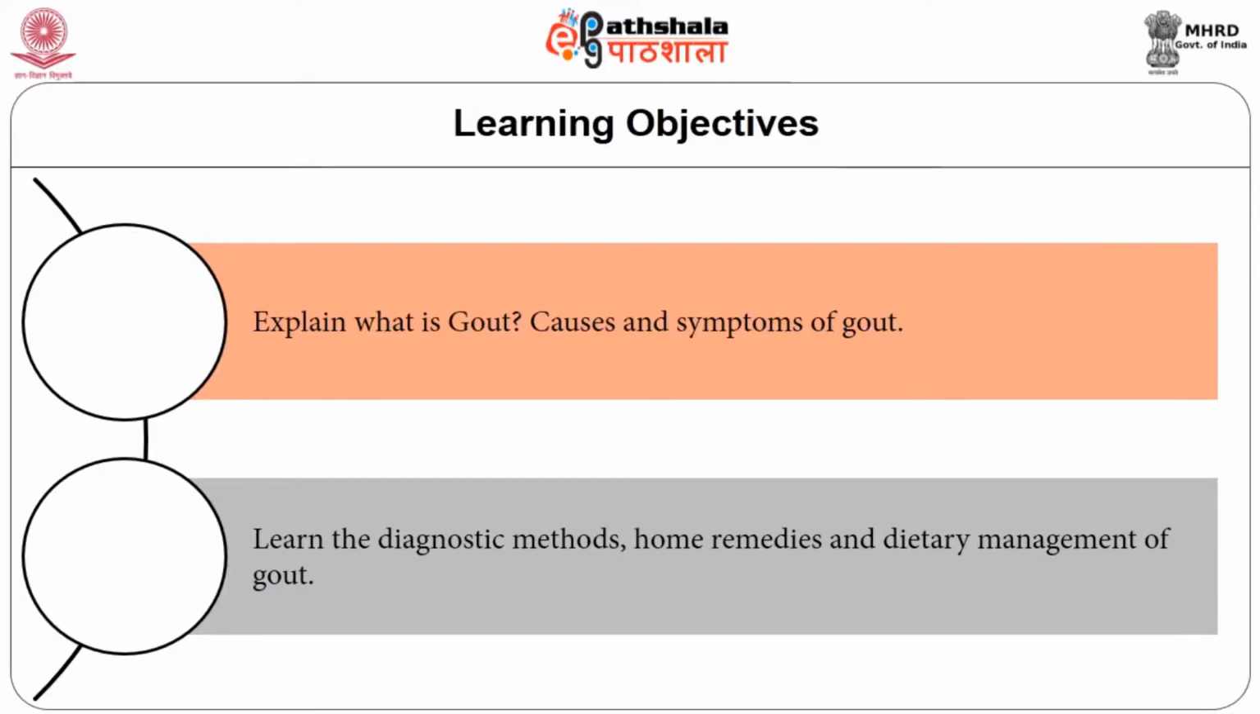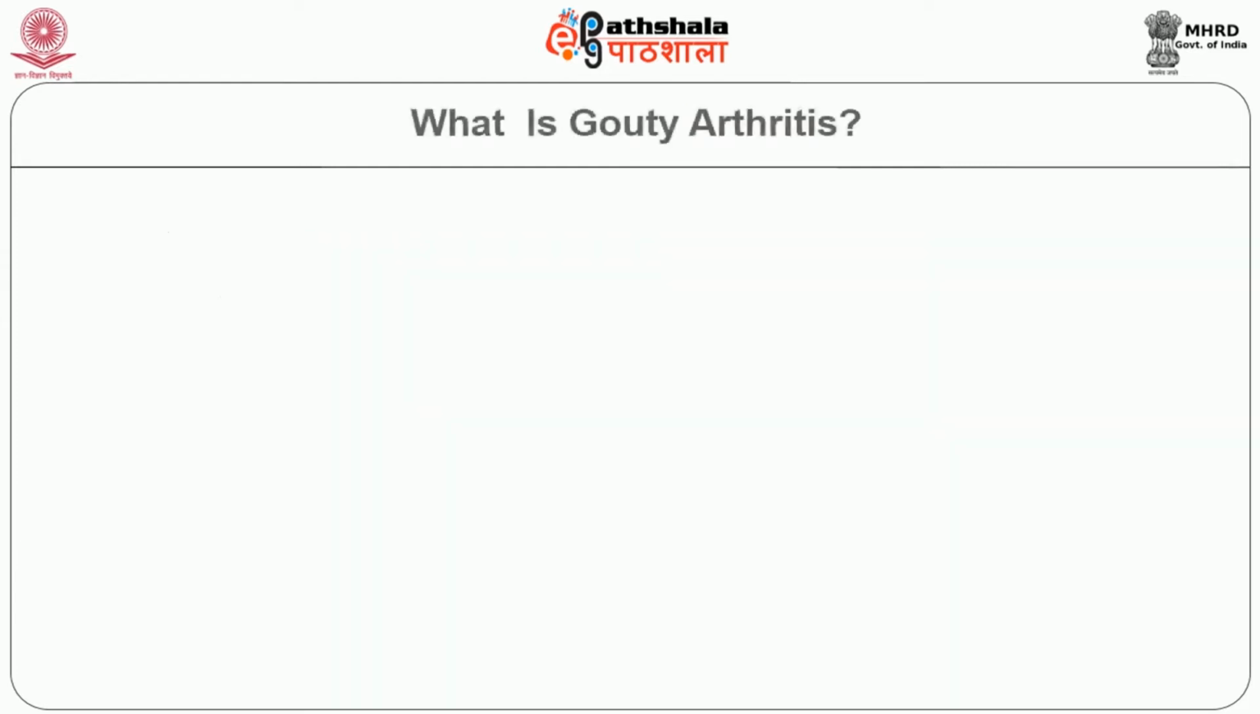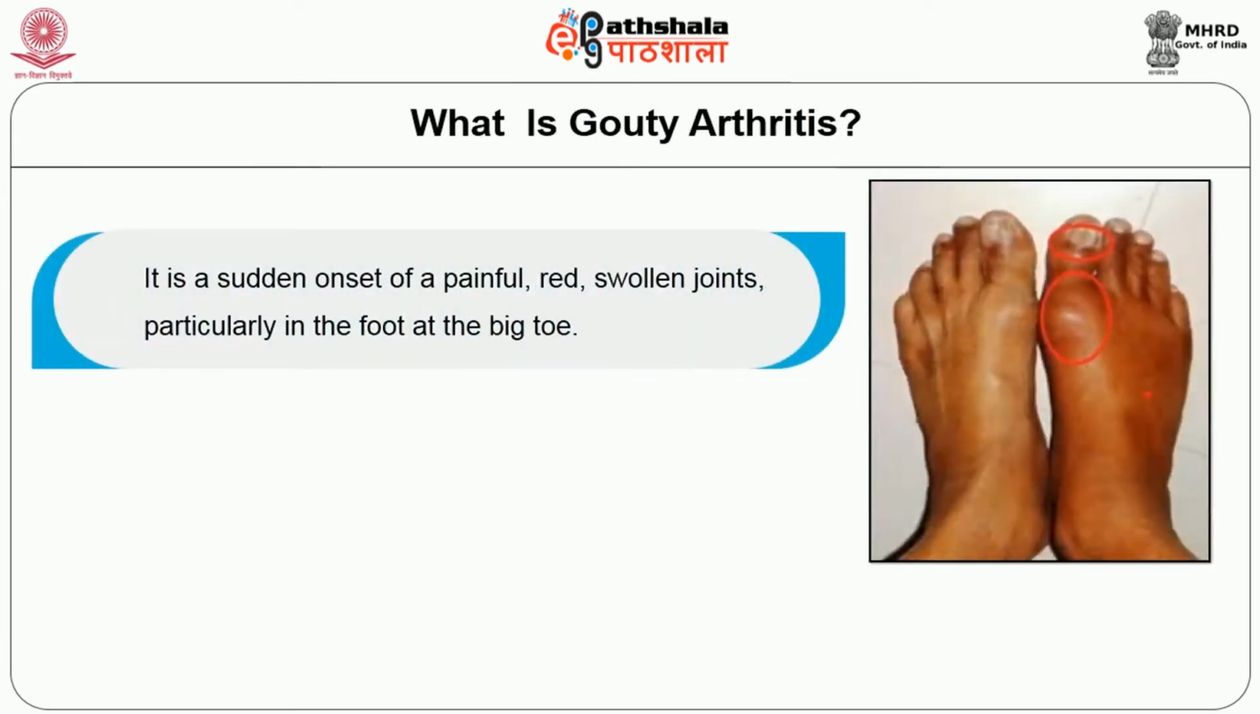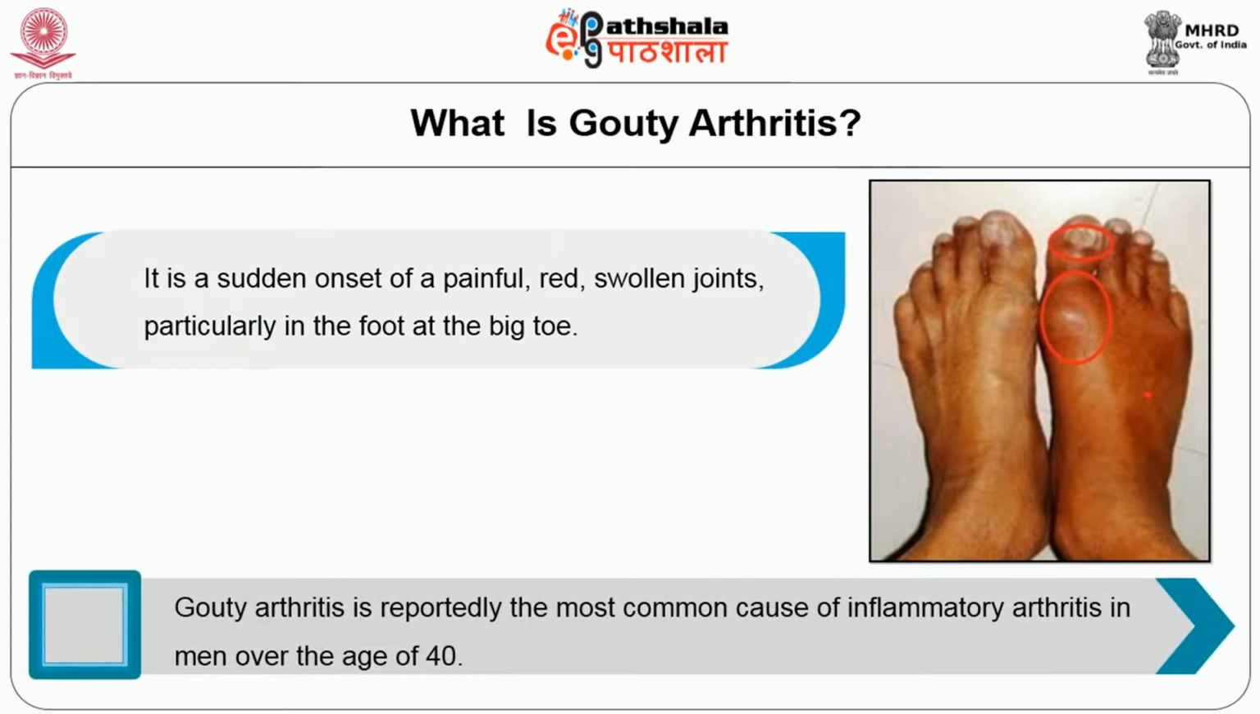After going through this module, you will be able to explain what is gout, causes and symptoms of gout, and you will also be learning the diagnostic methods, home remedies and dietary management of gout. Now, let us learn what is gouty arthritis. It is a sudden onset of painful, red, swollen joints, particularly in the foot at the big toe. Gouty arthritis is reportedly the most common cause of inflammatory arthritis in men over the age of 40.